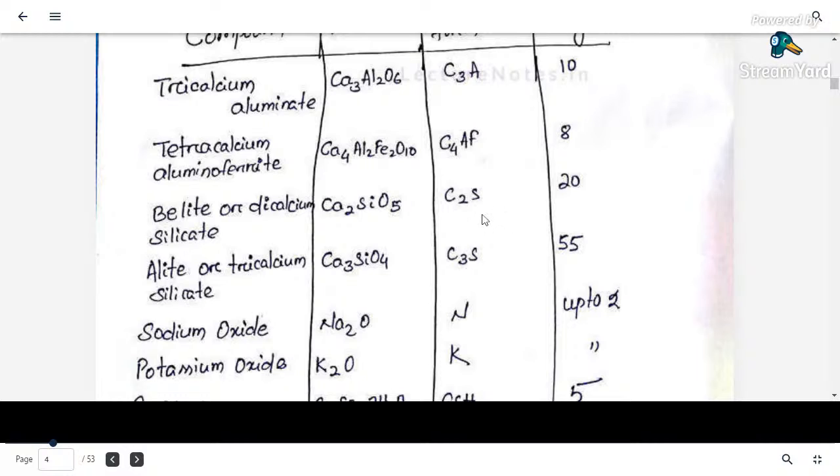C3S and C2S are generally responsible for providing strength to the cement. C3A and C4AF are generally responsible for the heat of hydration, the amount of heat liberated. C2S and C3S are responsible for providing the strength to the cement. So today we are going to discuss the types of cement.